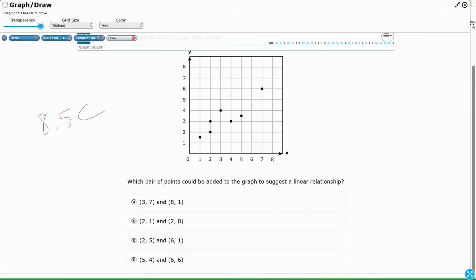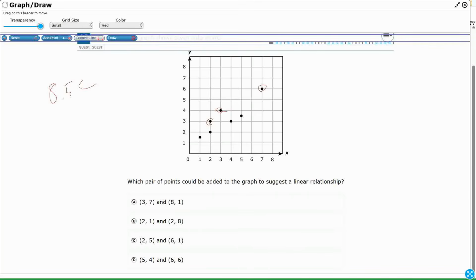How many points do I have? 1, 2, 3, 4, 5, 6, 7. So I can't have the exact same number above and below. So I'm thinking I want these 3 to be above, those 4 to be below, and I want to get a line that kind of goes straight in between those. That's about as close as you can get. If possible, if it's an even number, you want the same amount above and below. If not, you want it really close. So let's just now plot these 4 points.